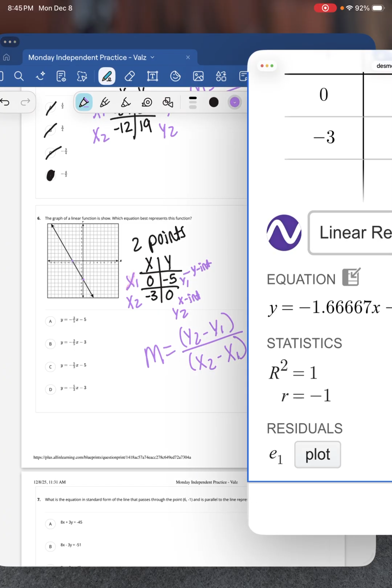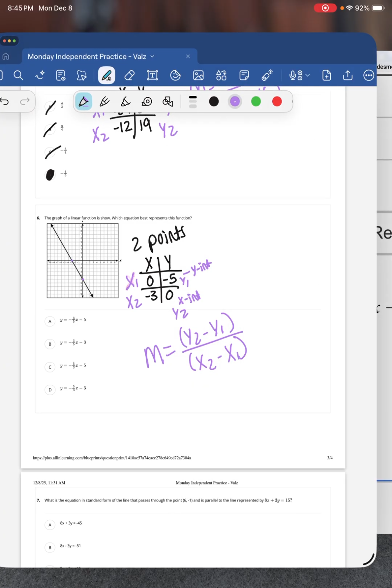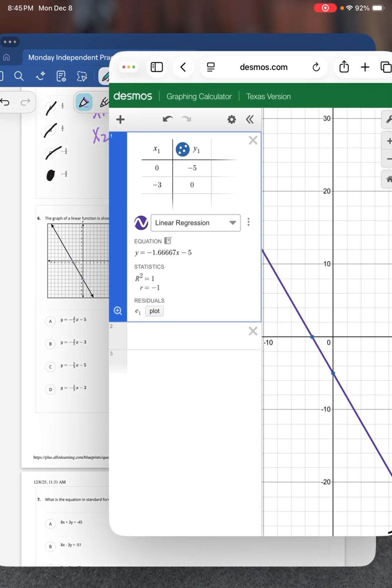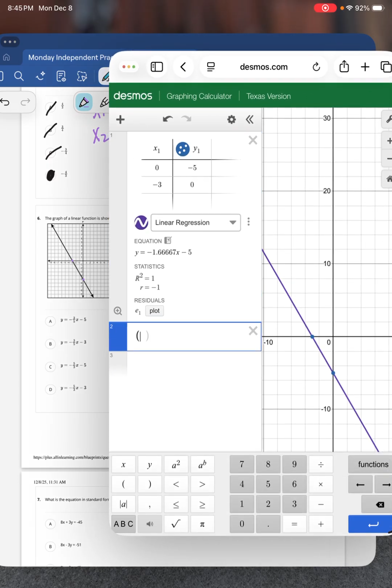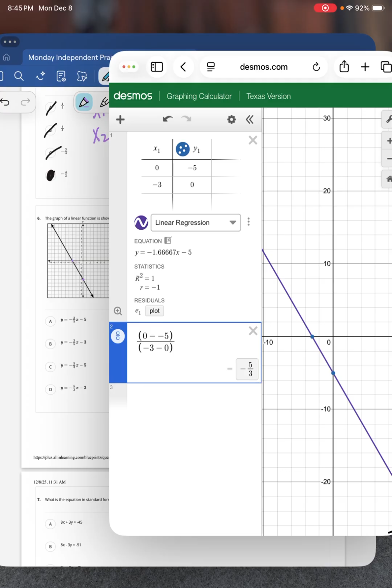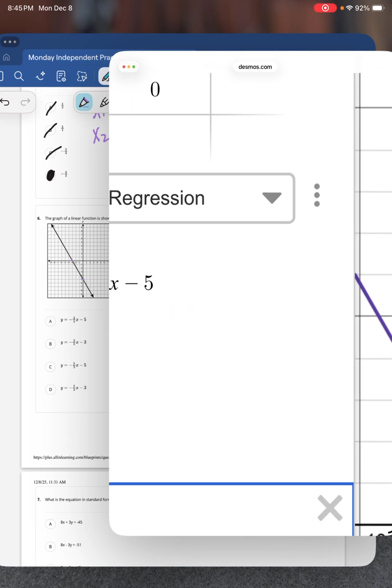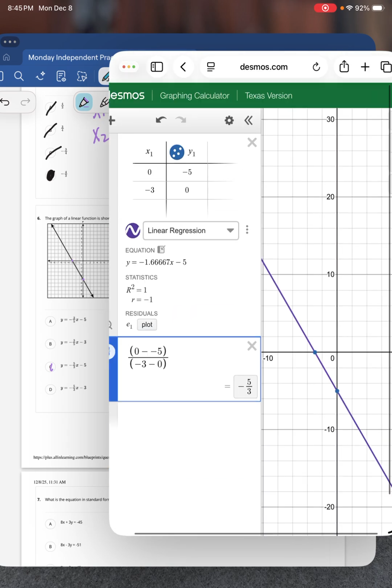So let's go ahead and do that. But again, if you don't remember, you can always just plug in those fractions and see which one matches. But I'm going to use our formula. So I have y2 minus y1. So 0 minus -5 divided by -3 minus 0. And I can hit my fraction key, and there we go. I get my slope, which is -5 over 3. And then my y-intercept is -5, so our answer is C.